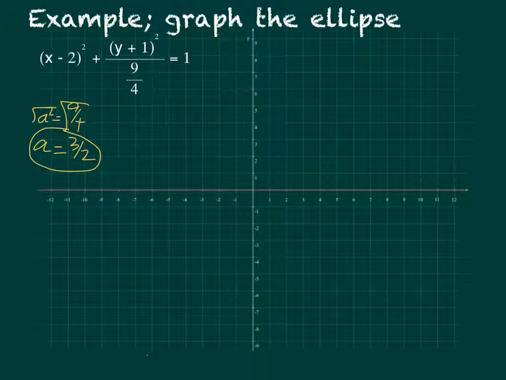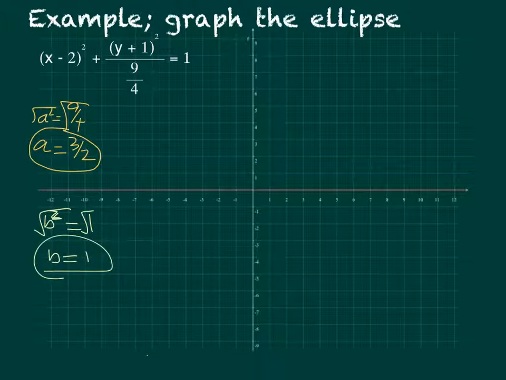And then our b, to find our b squared, when there's nothing there, it means it's 1. So our b squared is equal to 1. So to find b, we take a square root of 1, and b is plus or minus 1. So once we have those two things, we really don't need the focus points to graph. So let's just graph this one without graphing the focus points.